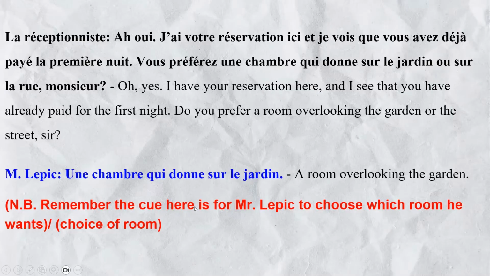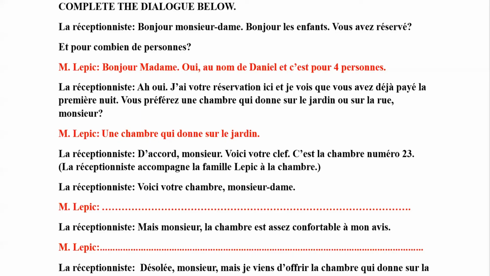Remember, the cue here is for Monsieur Le Pic to choose which room he wants. That is why the cue has been labeled choice of room, because Monsieur Le Pic is supposed to choose the room that he wants, right? So now we have included that into our dialogue. So let's see if it makes sense within the context of our dialogue.